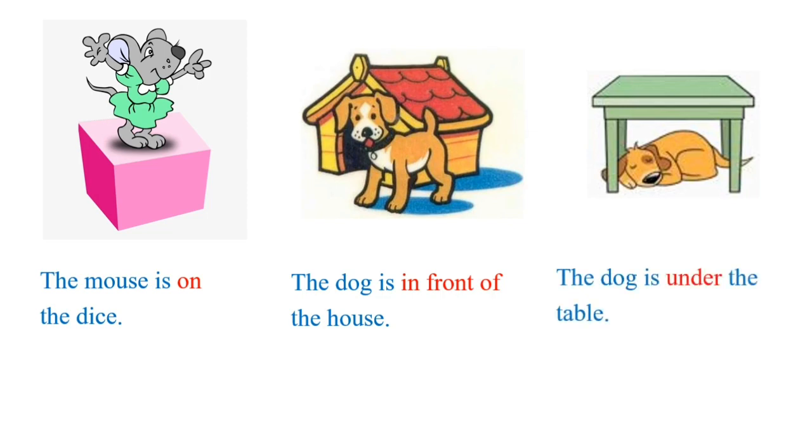Such words are here. You can see the red marks: on, in front of, then under. These words are making the relation between the mouse and the dice, the dog and the house, and the dog and the table. These words are making a relationship. These words are called prepositions. So now let us learn the prepositions in detail.